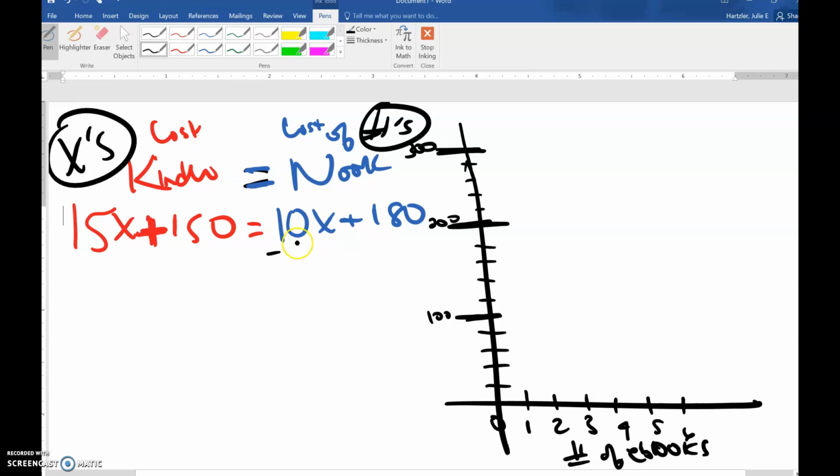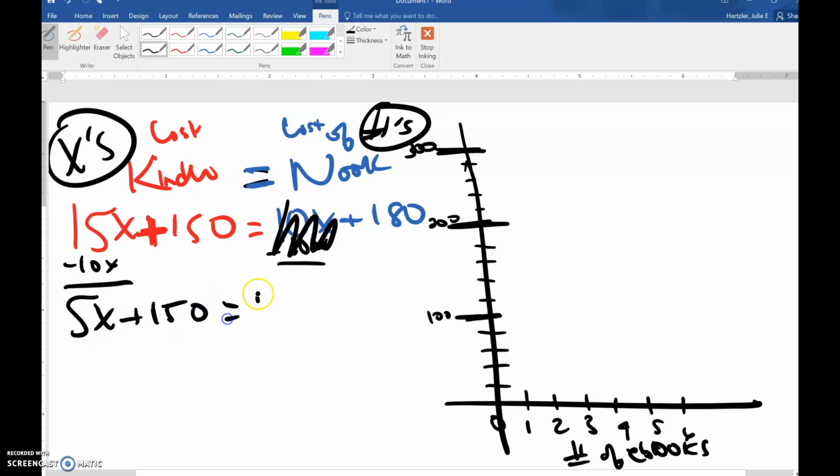So to get rid of positive 10x, I need a negative 10x on both sides, because again, I want my numbers on one side, variables on the other. So it's just easier to see what each variable is.